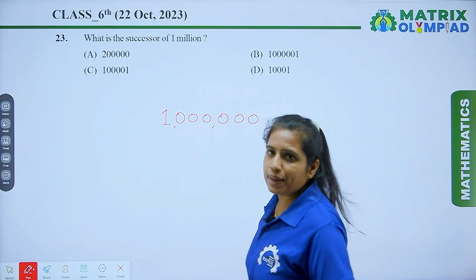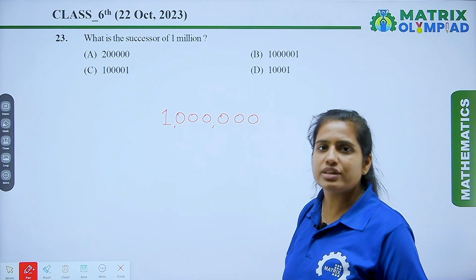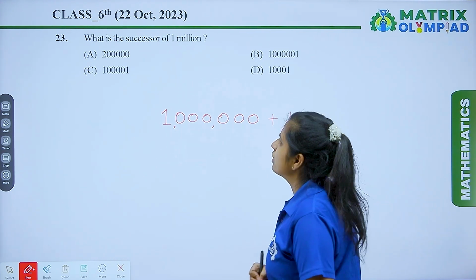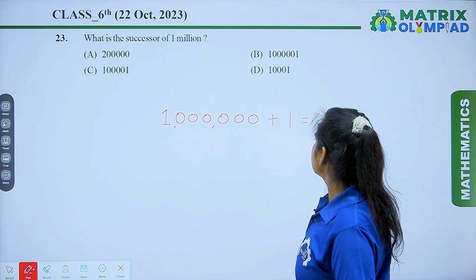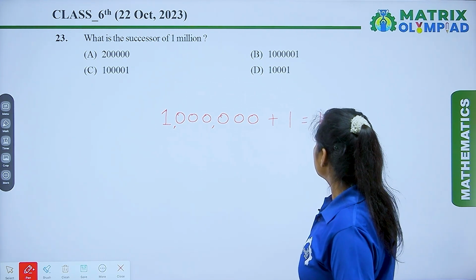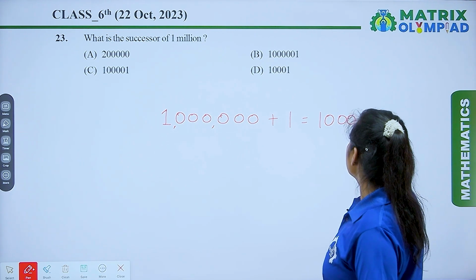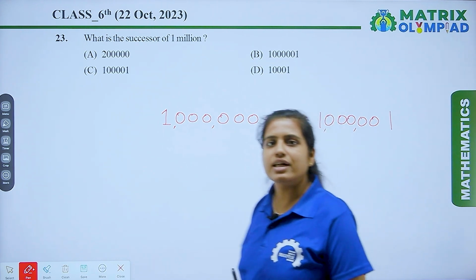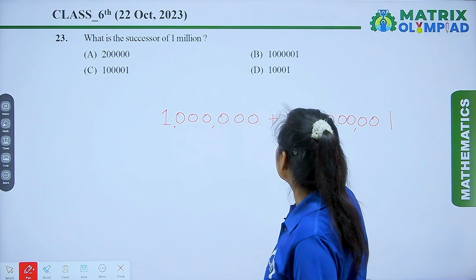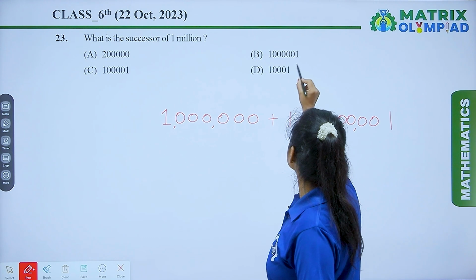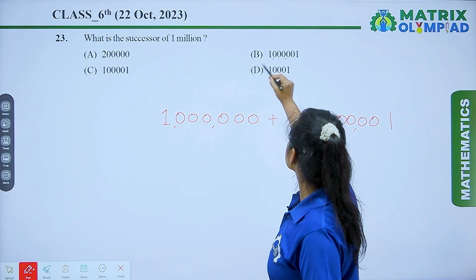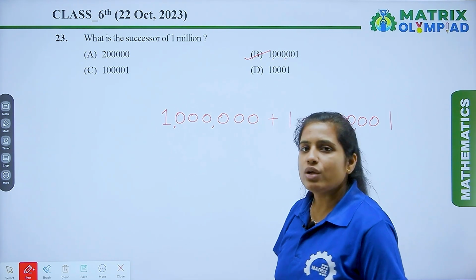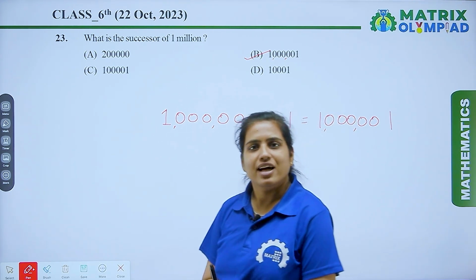So this is 1 million and we have to find out the successor of this. For successor, we have to add 1. So here we get the answer as 1,000,001. It means 1,000,001 is the correct answer. So let's find out in which option it is. Here, yes, in the B option it is written 1,000,001. So B option is the correct answer.